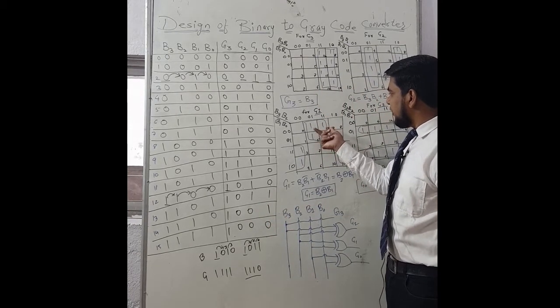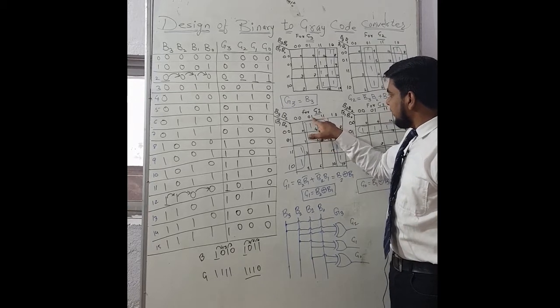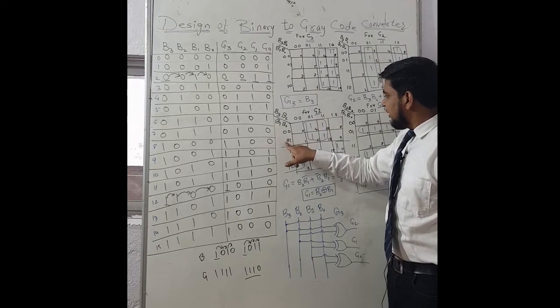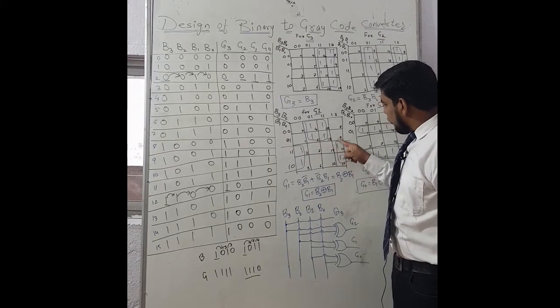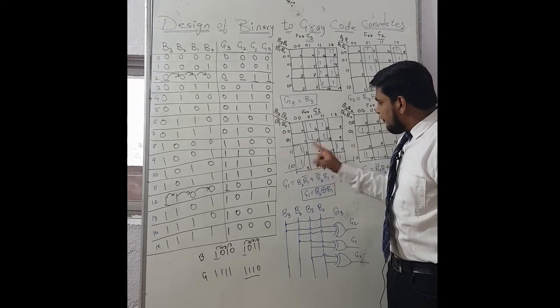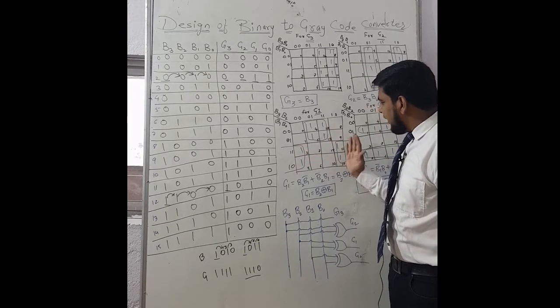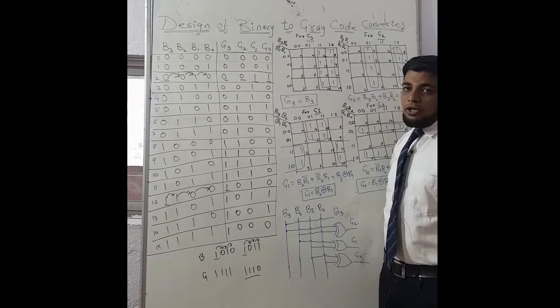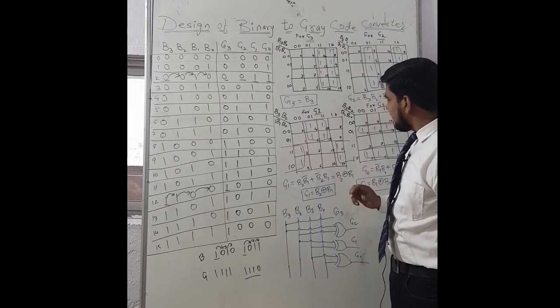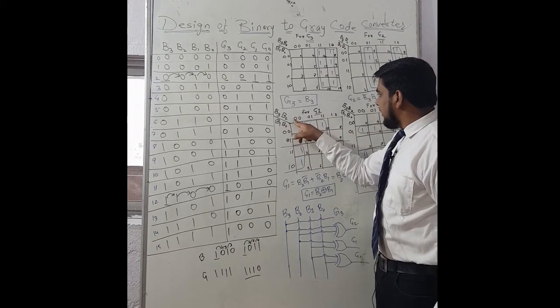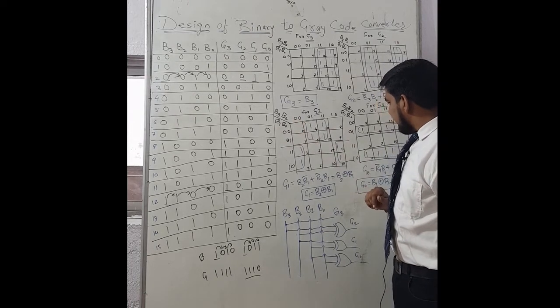What is the output expression? From the upper side we are getting B2. From this side we are getting B1 bar. So B2 B1 bar. Now instead of making a group of 2 min terms, we can make a group of 4 min terms by folding this Karnaugh map. If you fold this Karnaugh map, these two ones will appear on these two ones and the output expression will be B3 bar B2 bar.